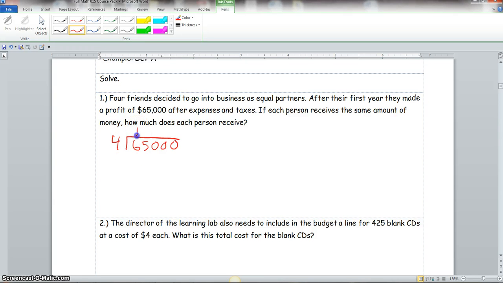So we take 4 into 6, which goes 1 time. So 6 minus 4 is 2, and bring down our 5. 4 goes into 25 6 times. 6 times 4 is 24. 25 minus 24 is 1. You bring down this 0 here. 4 goes into 10 twice. So now we have 10 minus 8 is 2. And you bring down your next 0. 4 goes into 20 5 times. And now 4 goes into 0 0 times, and you have no remainder.